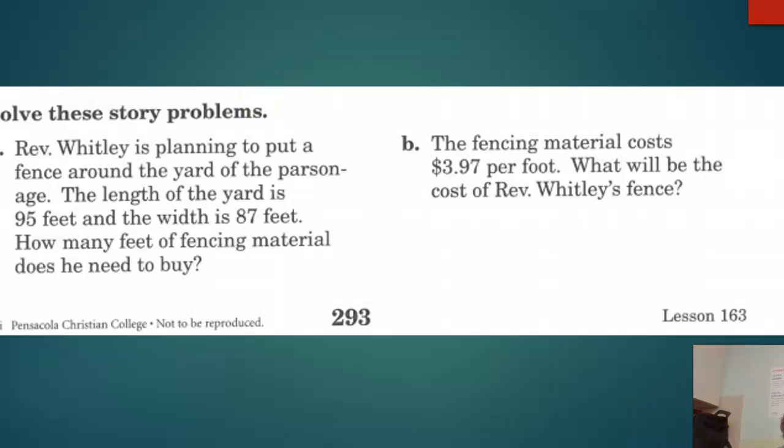So we actually do have a clue word in this story problem. Our clue word says that it is going around. It's going around the yard. So are we going to be using the formula for perimeter or the formula for area? I'm hoping you're telling me we're going to use the formula for perimeter. So what is the formula for the perimeter of a rectangle?